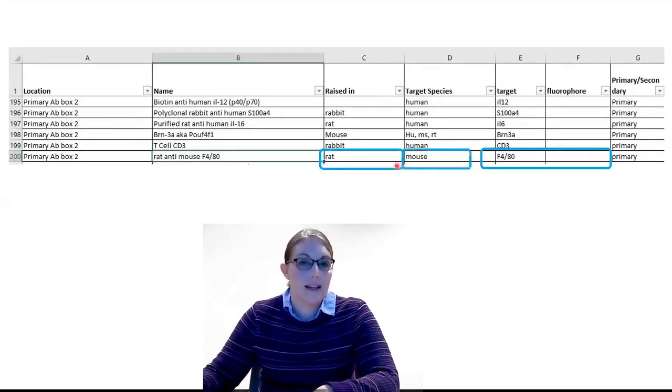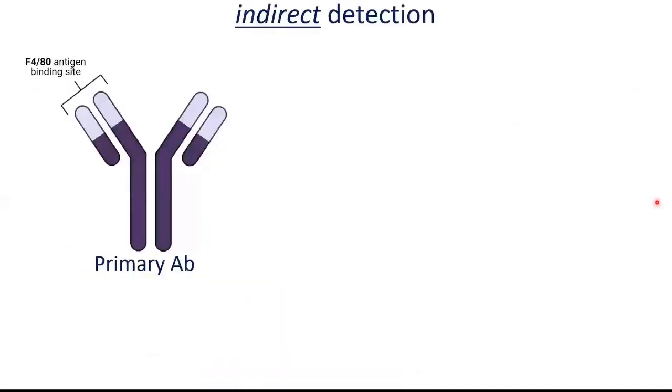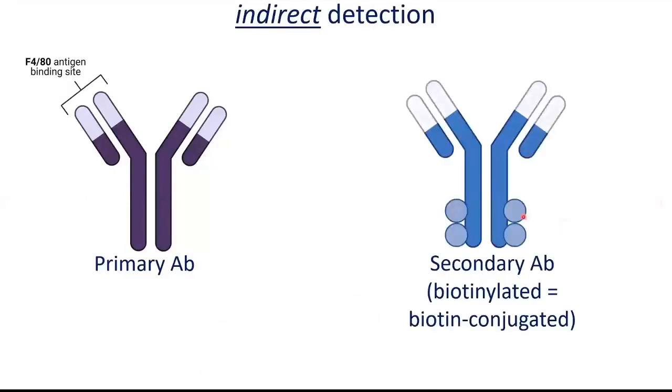And note that this antibody was raised in rat. However, it's not conjugated to a fluorophore or biotin. That means you're going to have to perform indirect detection. Now, what this means is, as well as your primary antibody, you're going to need a secondary antibody. And it's the secondary antibody in this case that has a molecule conjugated to it that's eventually going to enable you to see where the primary antibody bound in the tissue. For example purposes, I'm going to stick with biotin because that's what you're doing in prac.